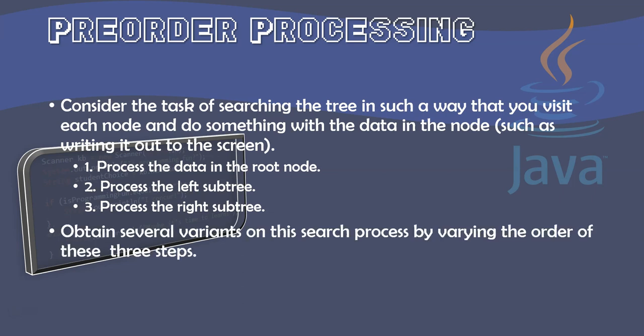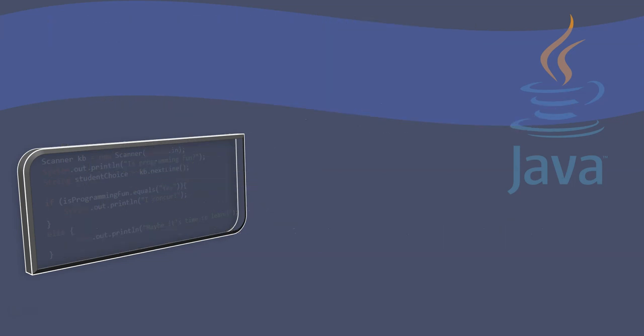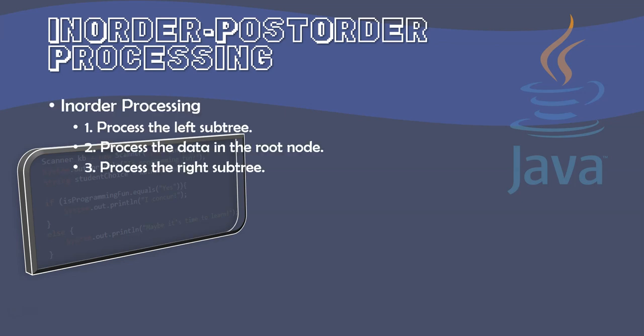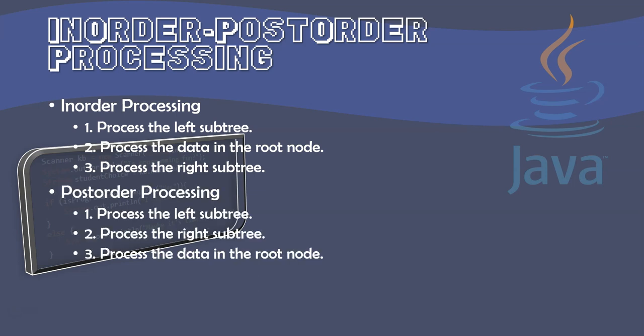You can obtain several variants on the search process, of course, by varying the order of these three steps. Once we have that, we're going to move to what's known as in-order or post-order processing. In-order processing is where we start with the left tree, then we do the root, and then we do the right tree. The other variant is post-order processing. We would process the left tree, then the right tree, and then we would look at the root. So again, these are all different processes of how we can handle this data.